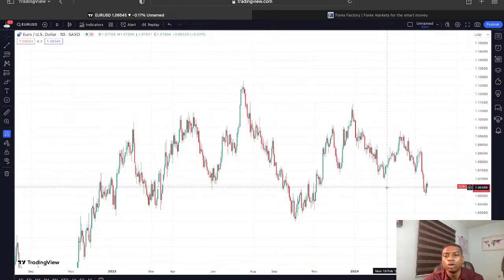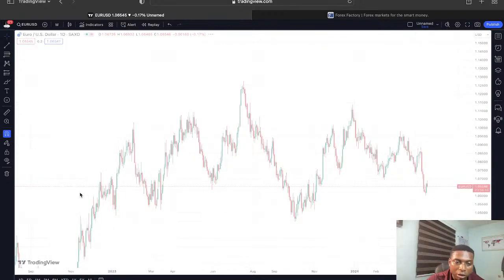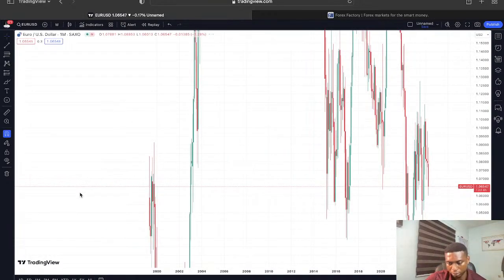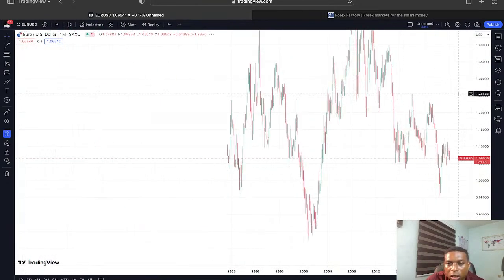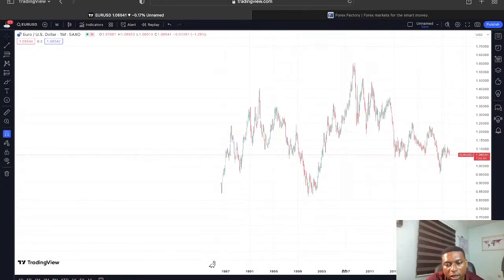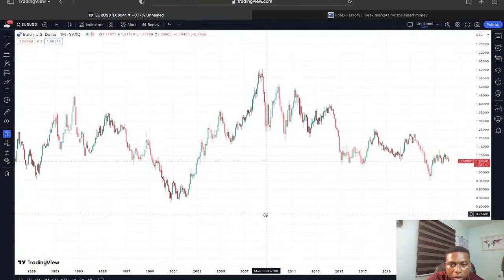So here is Euro USD. We want to analyze the market. That would require that we take a step back, starting with the monthly time frame. Now let's look at what is going on in the monthly time frame.